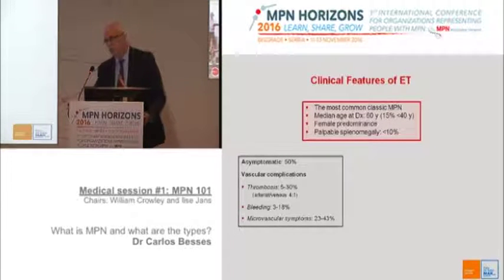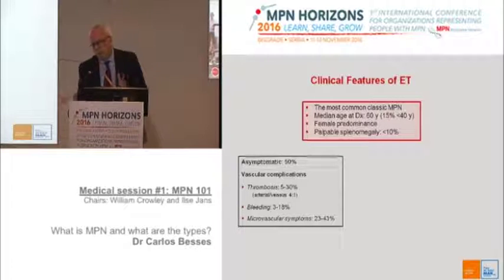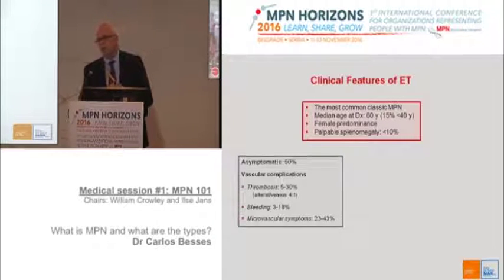And one of the distinctive clinical features of ET is what we call microvascular symptoms or vasomotor symptoms. These are symptoms caused by sludging of platelets in the end-arterial small arteries of the brain or in other organs, and cause, for instance, headache, dizziness, and so on.